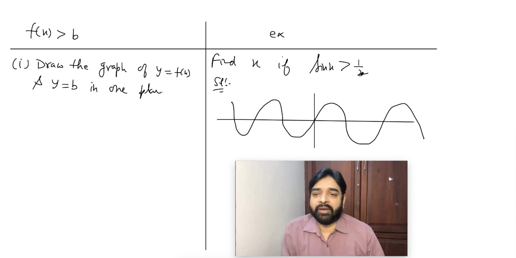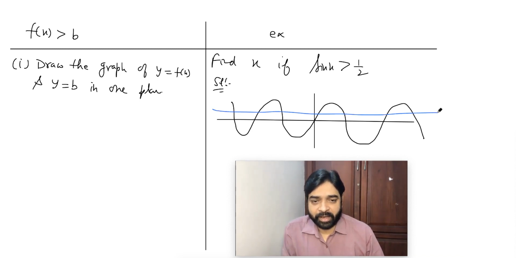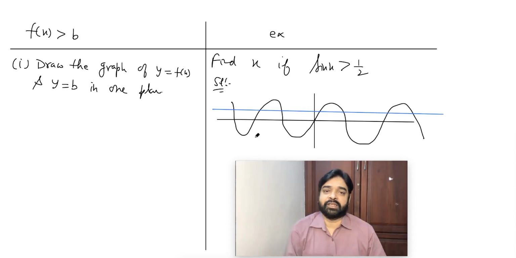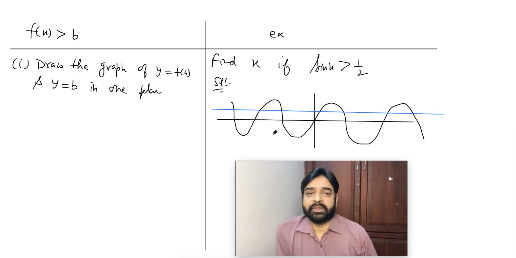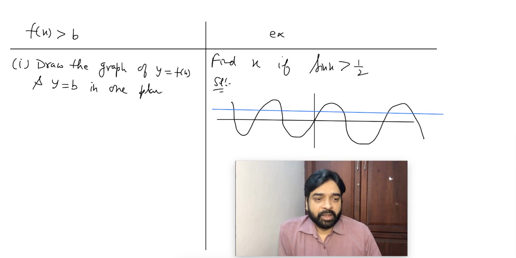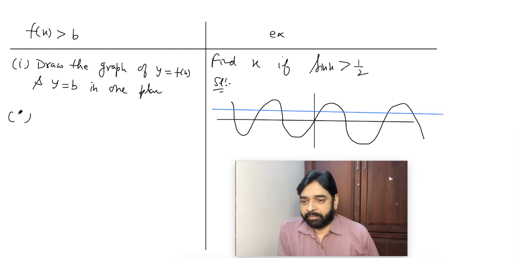And then draw the graph of y equal to b. b means y equal to 1 by 2. Draw the y equal to 1 by 2 graph in the same plane. All of you can understand y equal to 1 by 2 will be something like this. Is it clear to everybody? Simple step, nothing has to be done. Now, second step: select the portion.